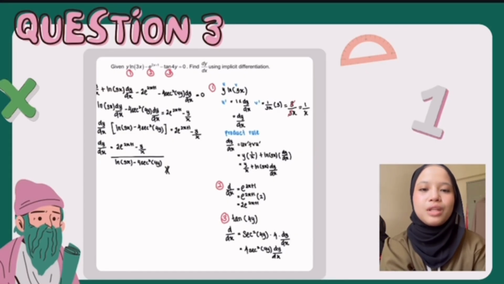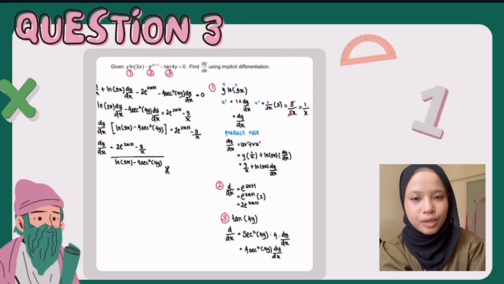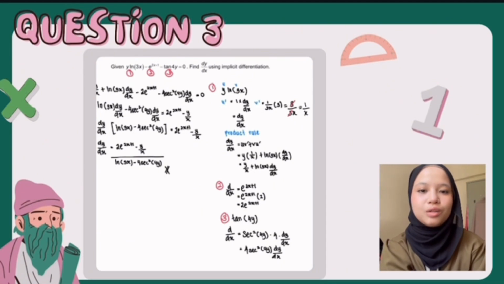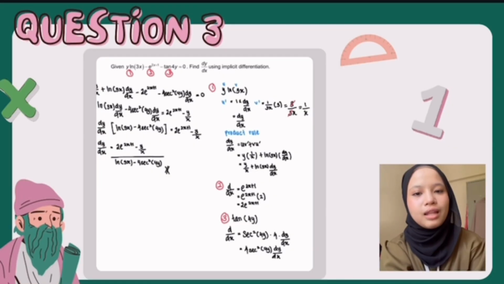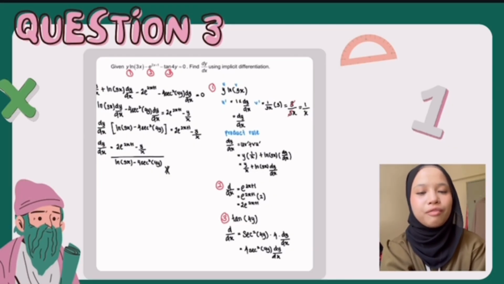For today, I will be discussing question 3, which is to find the implicit derivative for this question. So first, when we get this kind of question, we need to divide it into 3 parts. The first part is y ln 3x, the second part is e to the power of 2x plus 1, and the last part will be tan y. When we divide it into 3 parts, we need to differentiate each part.